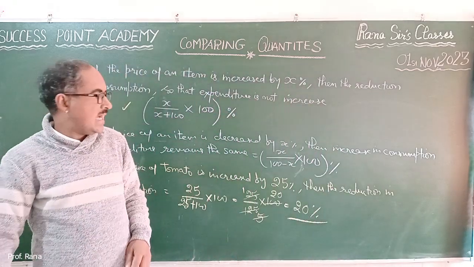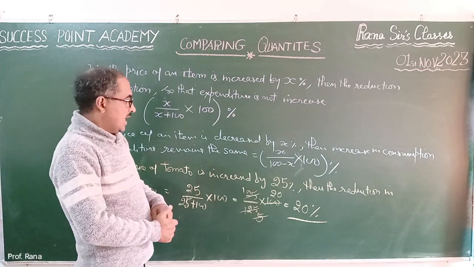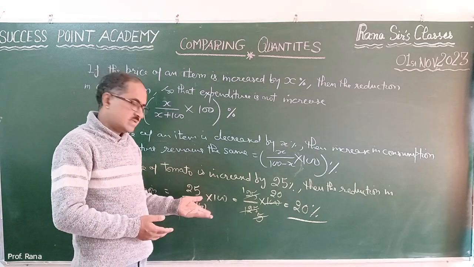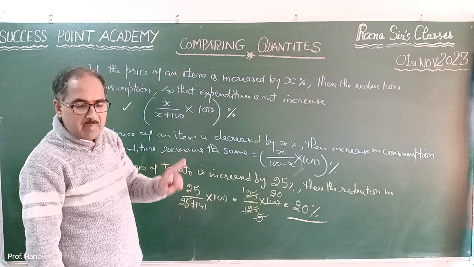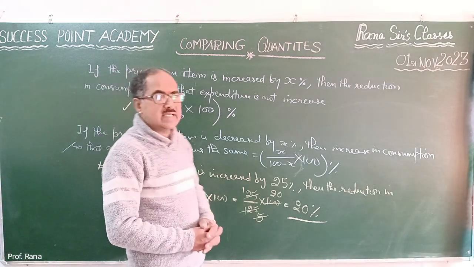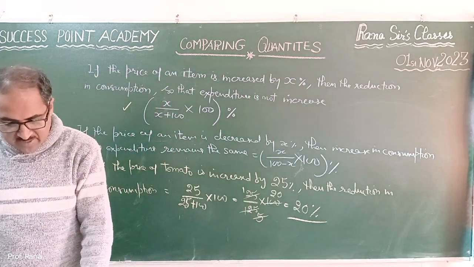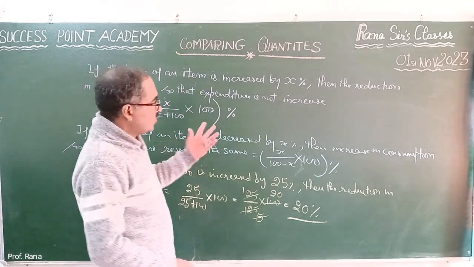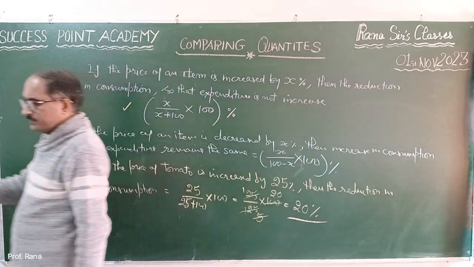And suppose you are asked that the price of onion is decreased by 25%, then here what will be there? 100 minus 25, right? And you will get the exact percentage of answer. This is the way you can solve different questions related to percentage, right?